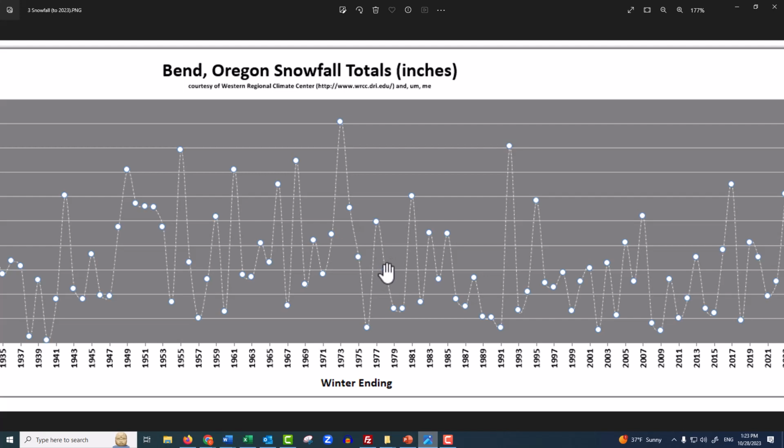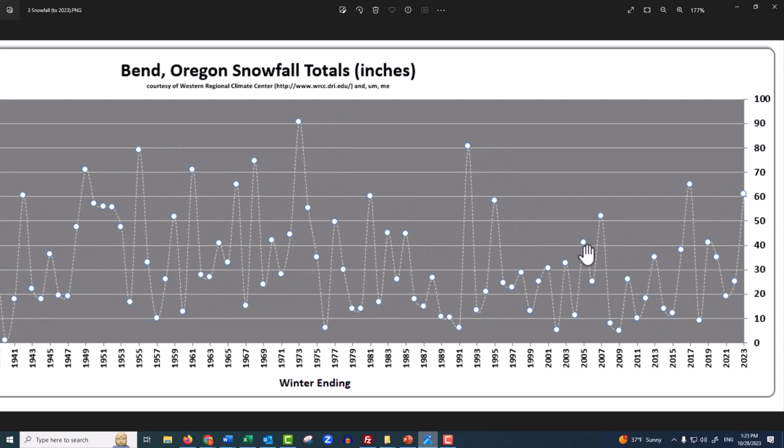1, 2, 3, 4, 5, 6, 7, 8, 9, 10, 11, 12, 13, 14, 15, 16, 17, 18, 19, 20, 21, 22, 23, 24, 25, 26, 27, 28. I'm not going to count that one. That's sitting right on 30. 28, 29, 30, 31, 32, 33, 34, 35, 36, 37, 38, 39, 40, 41, 42, 43.